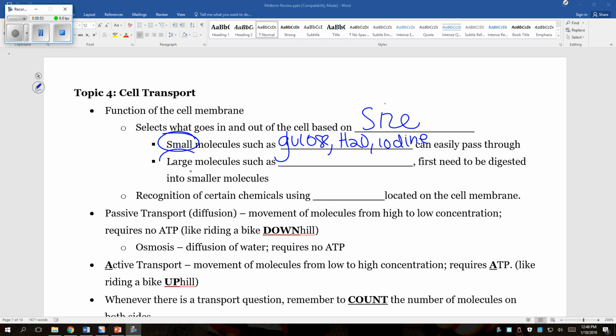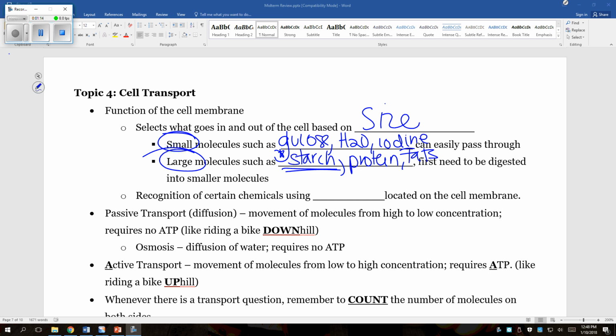The other one that we have are large molecules. Large molecules cannot fit through the cell membrane. Examples of these would be starch. Starch is the one that we want to make sure that we really know, and the reason for that is because that was tested on the state lab. Other ones that can't fit through include proteins, and then also fats. Remember, you can also call fats lipids.